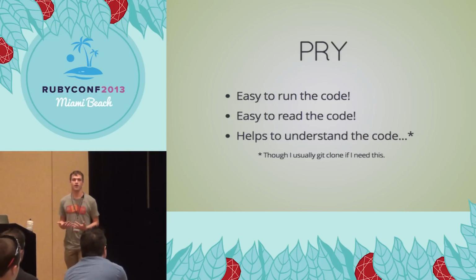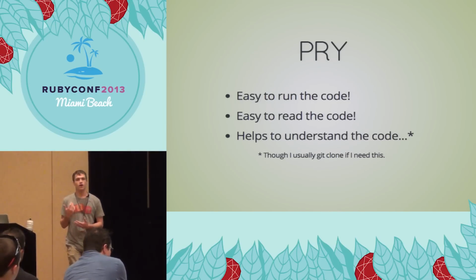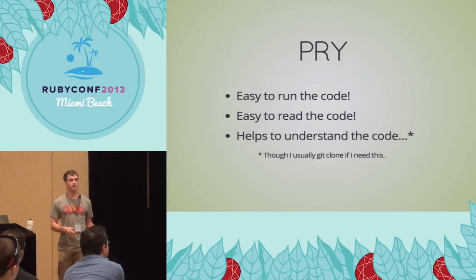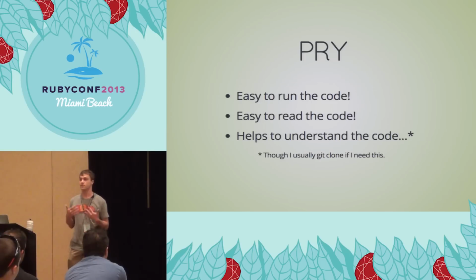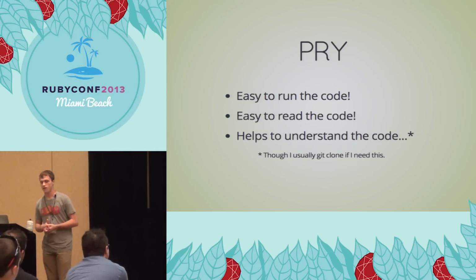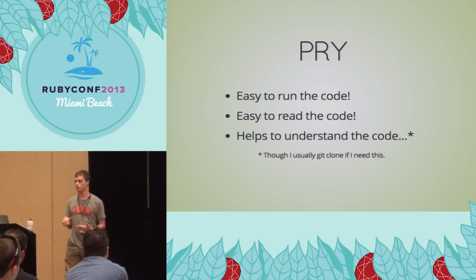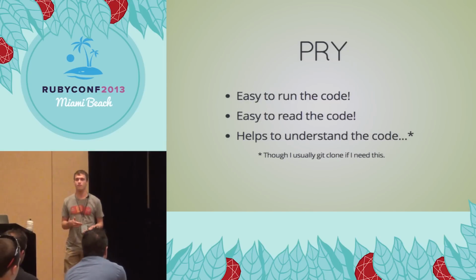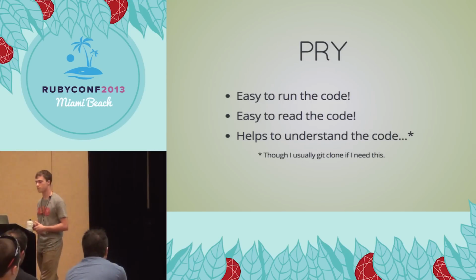And this is where everything ties together. If you have a REPL, it makes it really, really fast to run code. You literally just paste it in, run it, done. Pry has features that make it really, really easy to read code as well. You can just look at a method, and it will tell you the source code. I'd like to think that it helps with understanding as well, because if you can inspect your program while it's running, it's easier to understand. But I've noticed for myself that if I need to understand a gem, I'll git clone it. So Pry still has some way to go there.